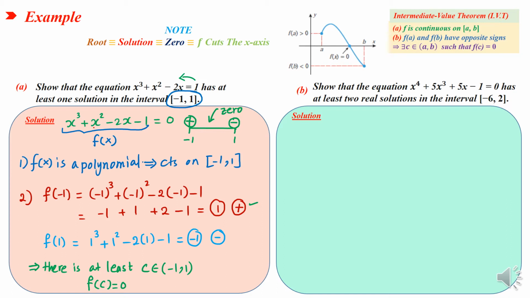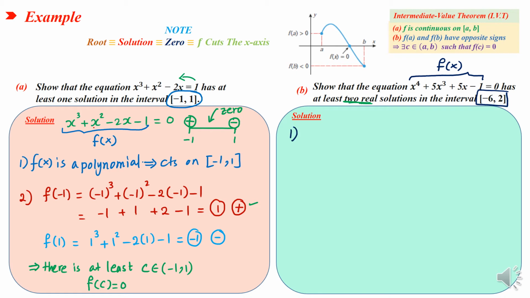Now in part B, show that the equation x to the 4th plus 5x cubed plus 5x minus 1 equals 0 has at least two real solutions in the interval from -6 to 2. So now first you have to check what is f of x. In this example we have already f of x because the right hand side is 0, so this is f of x of our equation, and the interval is given, from -6 to 2.